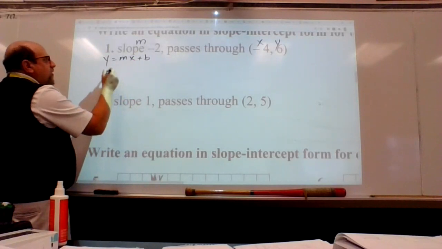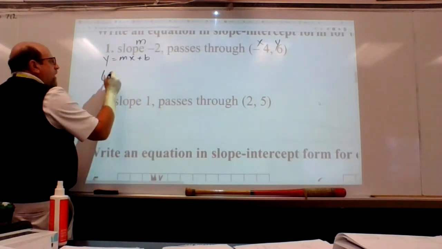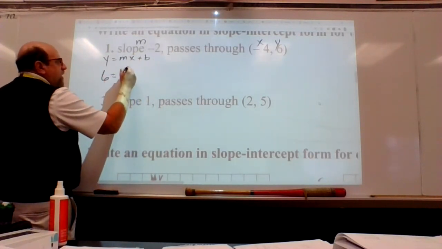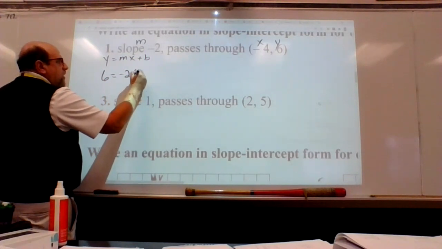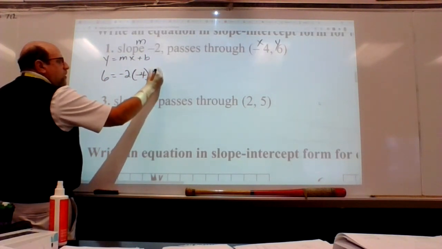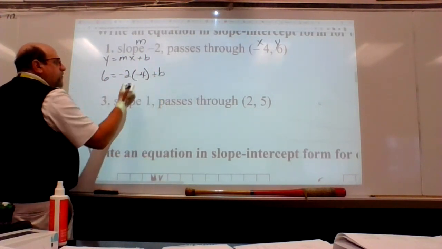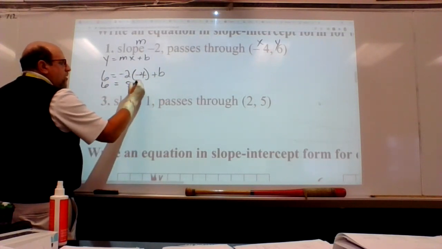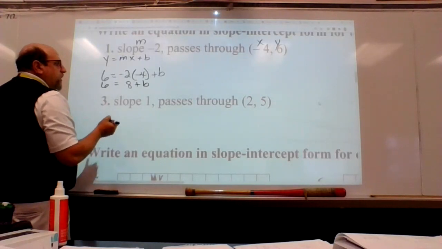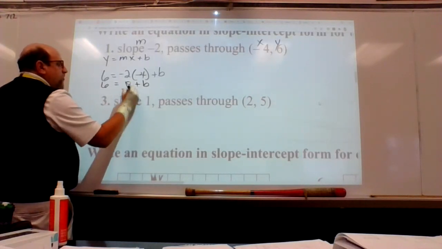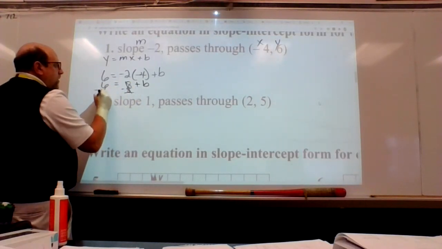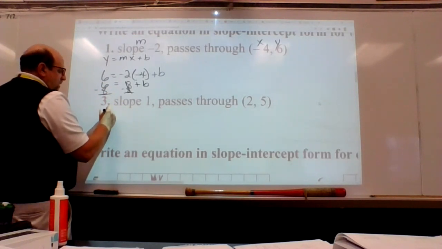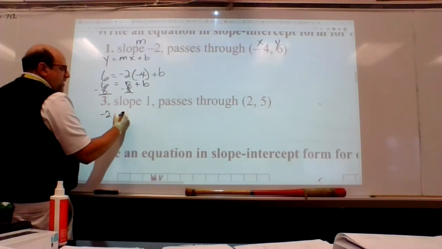Start putting in information. 6 is our y, equals m of -2 times -4 plus b. -2 times -4 is +8, which equals 6. Don't forget that plus b. Subtract 8 from both sides. And b is -2.